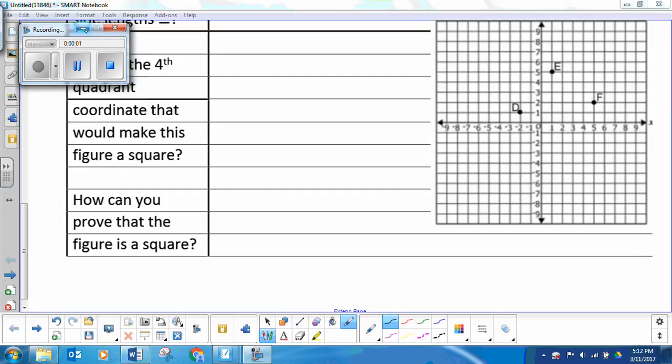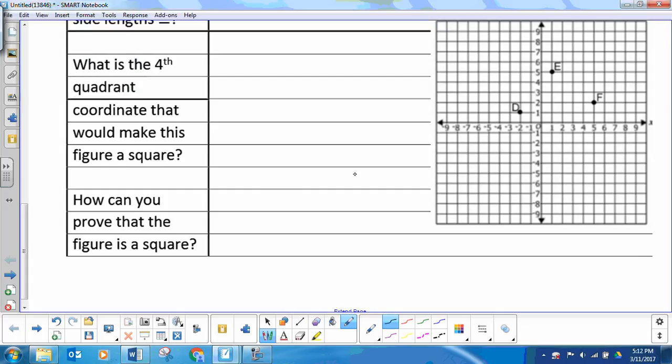All right, so now that we have some information on how to determine what type of quadrilateral we would have in a coordinate plane, let's talk about another way the SOL will ask the question. It says here, what is the fourth quadrant coordinate that would make this figure a square? And they've given us 3 points to start with. We need to determine what the fourth point's going to be.